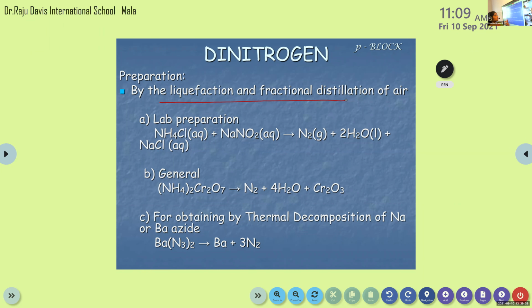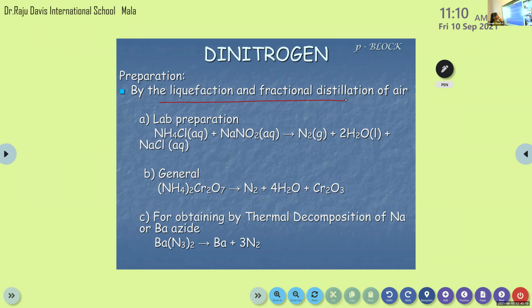The atmospheric air contains a mixture of gases, right? So by liquefying and through fractional distillation, you know the difference between distillation and fractional distillation. In the case of fractional distillation, if the difference in the boiling point is less than 25 Kelvin, we use fractional distillation. By the liquefaction and fractional distillation of air, dinitrogen will be obtained.